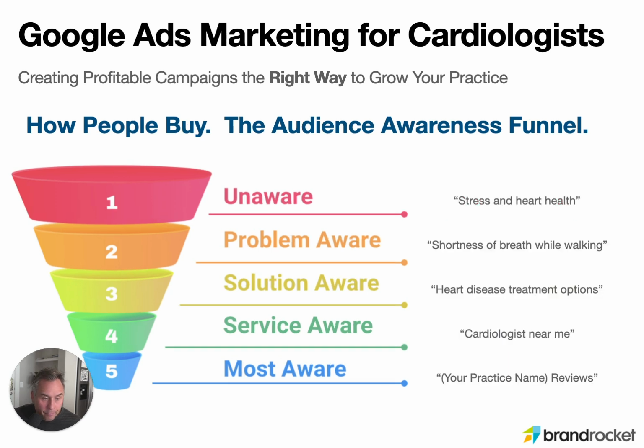In fact, there's different ways that people search depending on where they are in that journey from unaware to most aware. And here's some examples. So unaware could be somebody searching for stress and heart health. Okay. Could be anything. We don't know if they're looking for a specialist or something that can help them that's available at your practice. We have no idea. We're not there yet, right? Problem aware. Shortness of breath while I'm walking. So they could be searching that way.